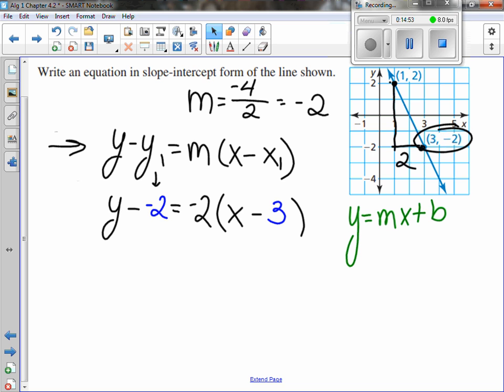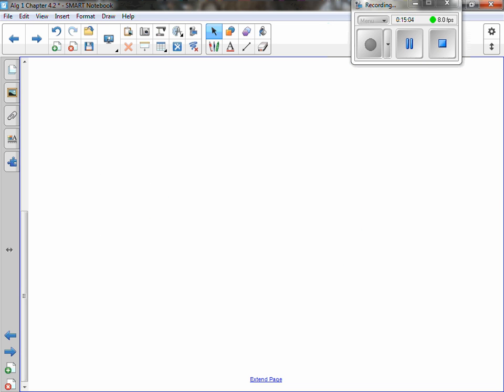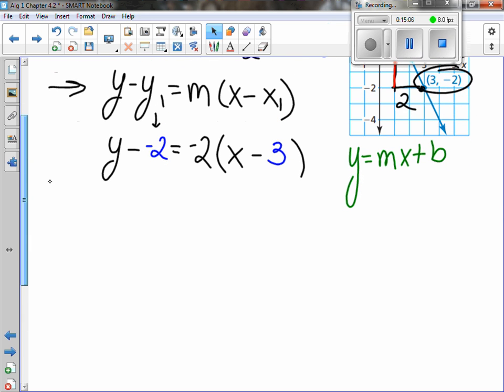How to get negative 4? So we started at this point here, and we went down 4, and it'd be negative because we're going down. Okay. Well, we can make it in this form by getting y by itself, by solving.